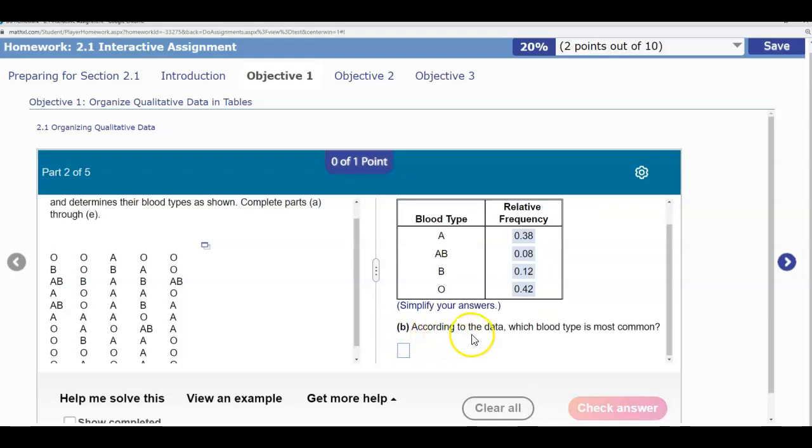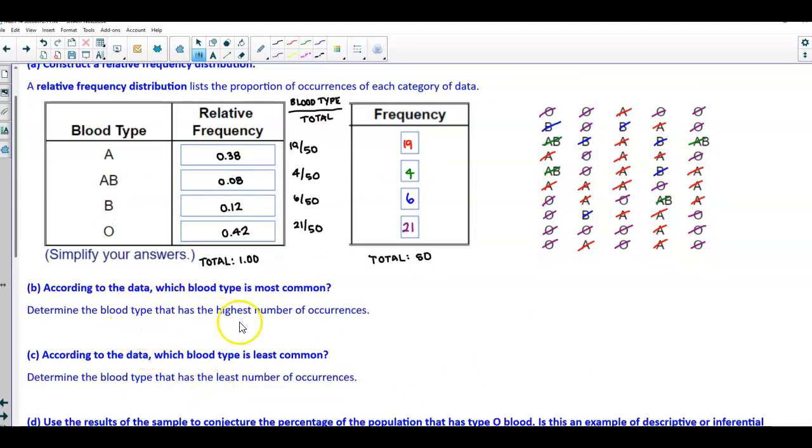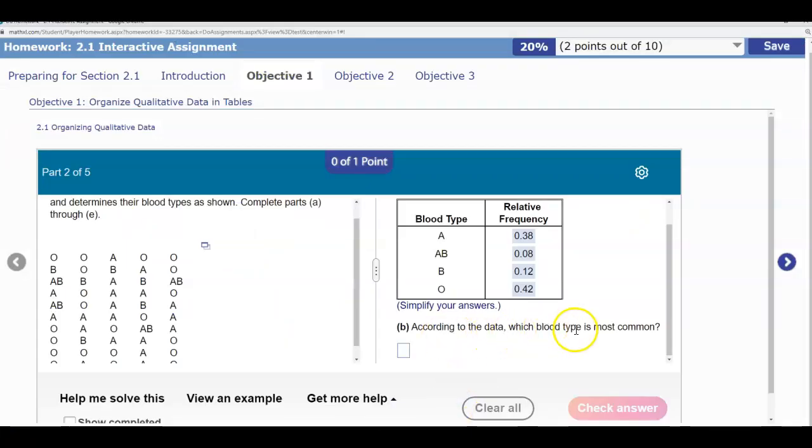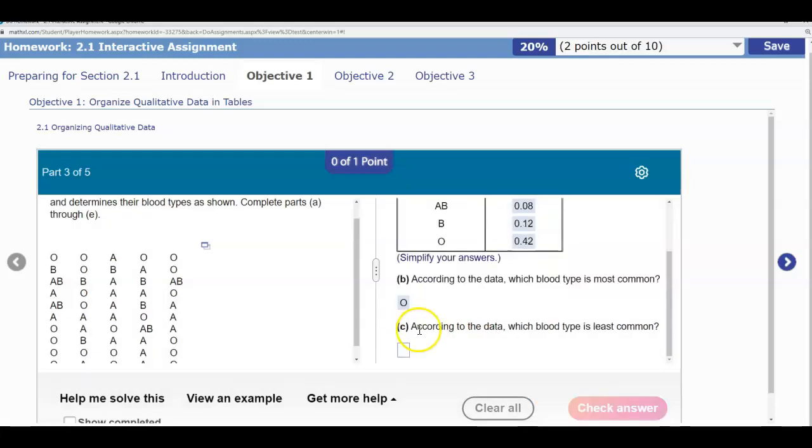Now it says, according to the data, which blood type is the most common? You want to determine the blood type that has the highest number of occurrences, which is 21. So according to our data, we know that blood type O is the answer for part B.